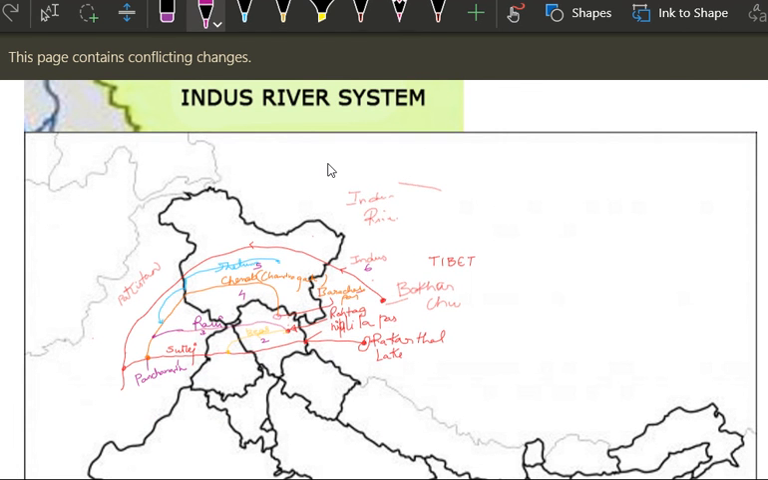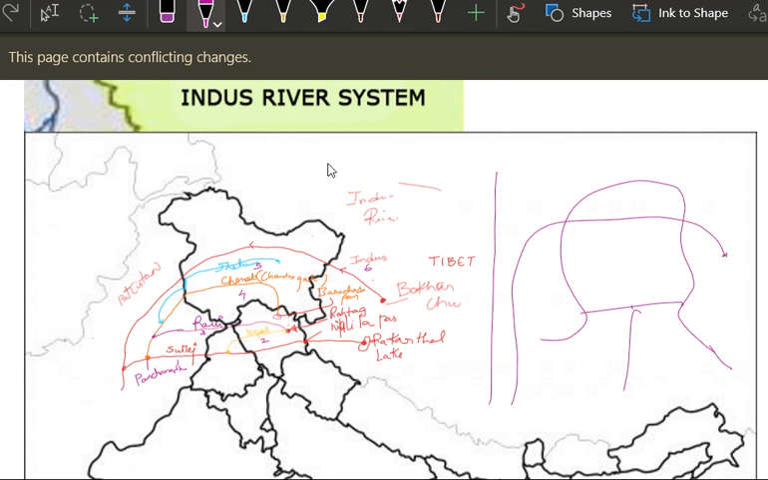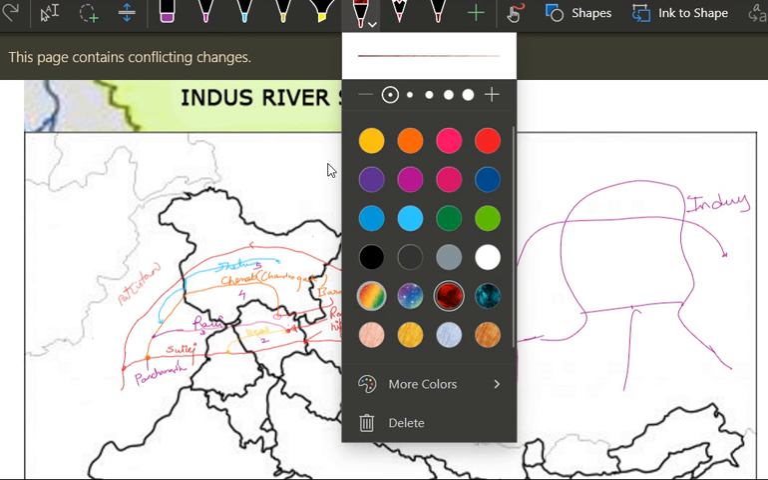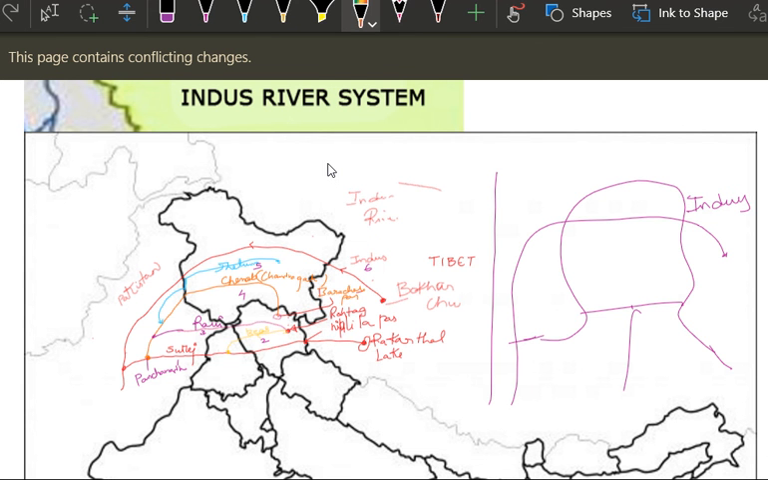Let us have a quick recap. This is India. I told you from Tibet, Indus starts and goes into the Arabian Sea, that is Pakistan. After that, this is Indus. Next, which river? Next we start with Sutlej. Even that starts in Tibet and joins. Here Sutlej starts. This is Rakas. Did you remember it? Rakas. From there it joins Indus, Sutlej.